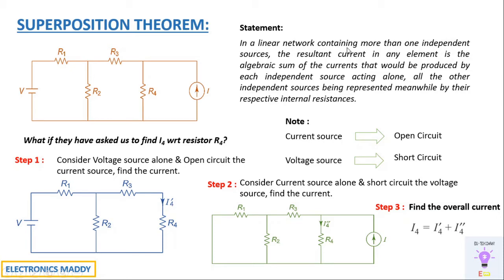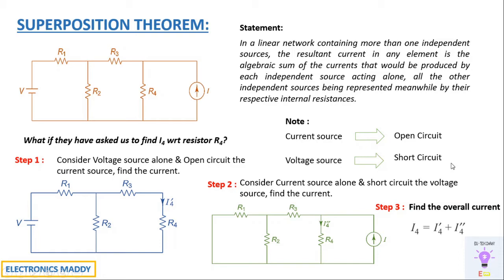In any linear network containing more than one independent source, and there are two sources here, the resultant current in any element is the algebraic sum of the currents that would be produced by each independent source acting alone, all the other independent sources being represented by their respective internal resistances. The respective internal resistance is nothing but this node that is mentioned. The current source will be represented as an open circuit, and the voltage source will be represented as a short circuit. It is as simple as it looks, isn't it?